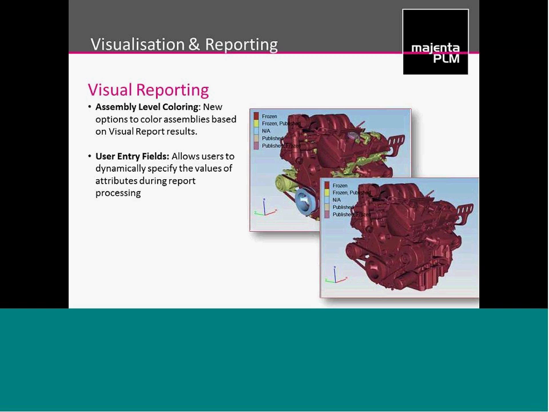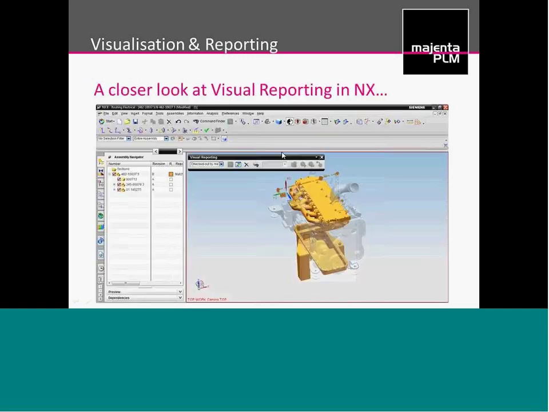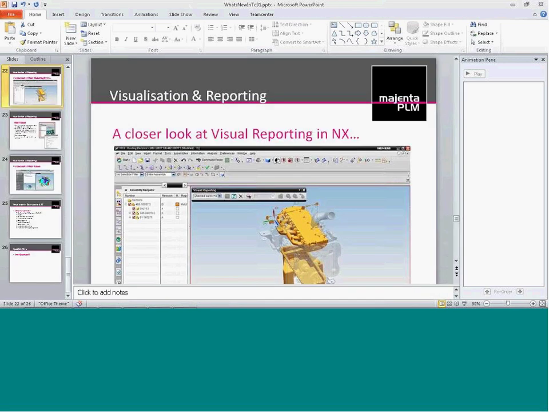In this case, we've run 2 queries on this engine, and you can see that the lower engine is reporting that all the components in the engine are frozen, presumably ready for publication, and the other engine is giving us back some more information. For example, different statuses on these components has given us a different view. Have a closer look at visual reporting in Lifecycle Visualization because it's worthwhile having a look.